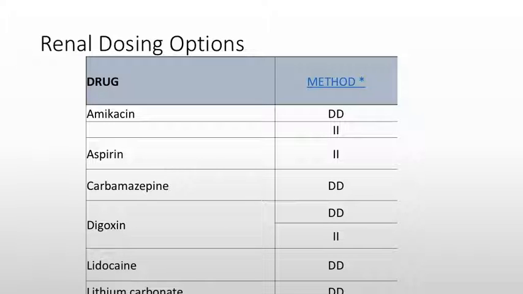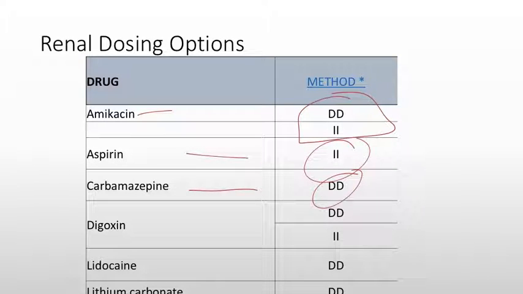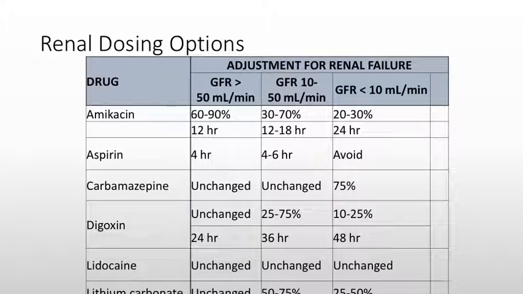What do the pharmacologists say to do? If we're giving amikacin, for example, how do we change it? Well, we're going to decrease the dose and increase the dosing interval. For aspirin, we're just going to increase the dosing interval. For carbamazepine, we're going to decrease the dose. And at a GFR of 10 to 50 mL per minute, or a GFR of less than 10, this is how you adjust the dose.